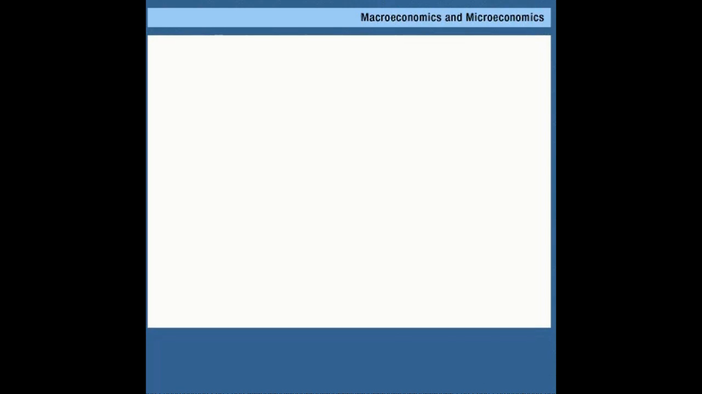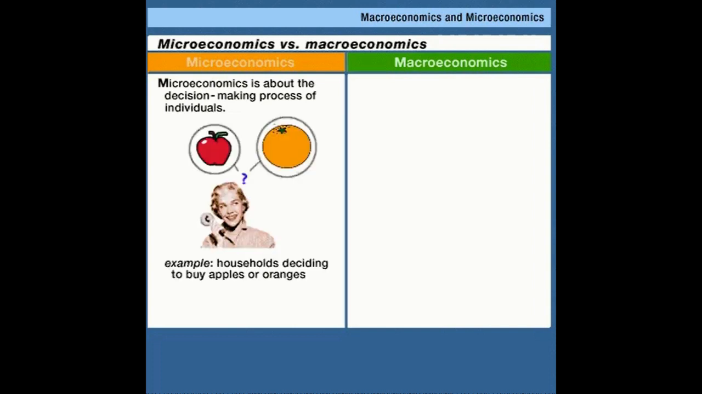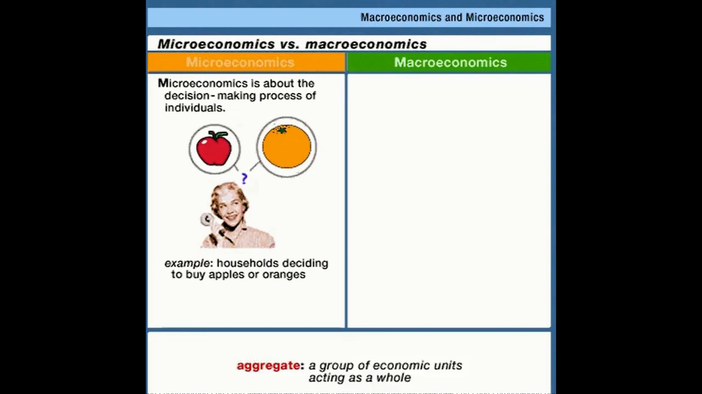Households deciding whether they're going to buy apples or oranges. A firm deciding whether it's going to install a computer or hire another worker. Macroeconomics is about the aggregate. Whenever you lump together all of these households and business and the government and foreign trade, what kind of organism do you get? In fact, that's a good way of thinking about it.